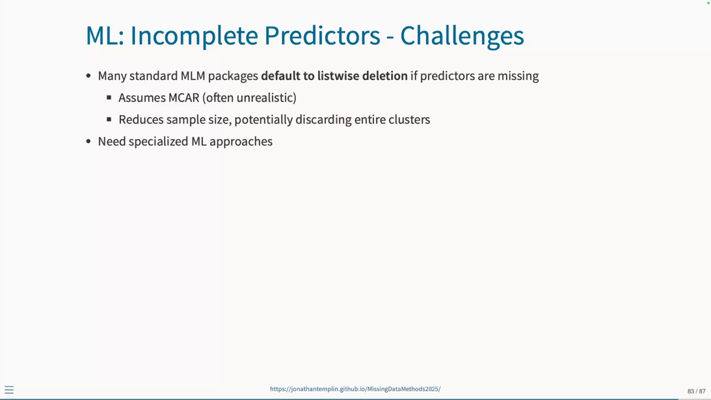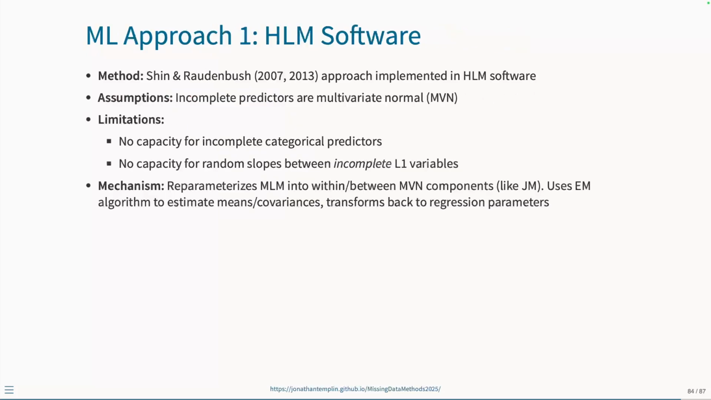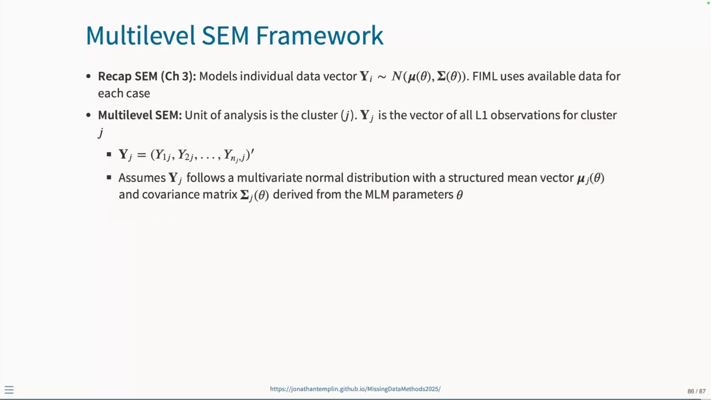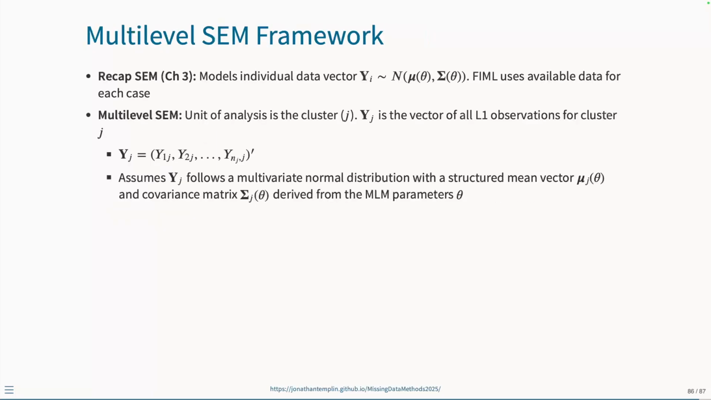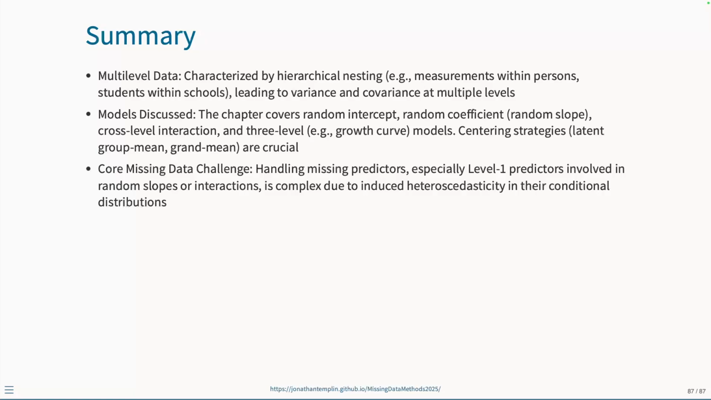All right. Yeah, but the challenge is the predictors themselves, because MLM packages often default to list-wise deletion, and that assumes MCAR, right? So, all right. The multi-level SEM framework is useful in this case, but it still also has lots of problems. Oh, look, best suited for random intercept again. So, those of you with random slopes just don't have missing data. Problem solved. Yeah. So that's my summary.